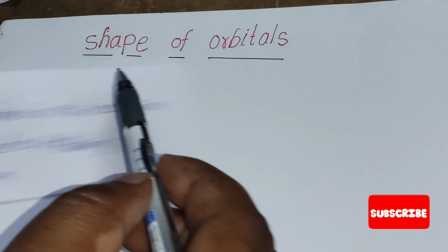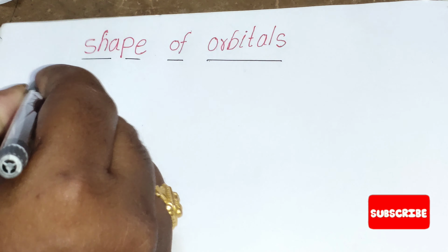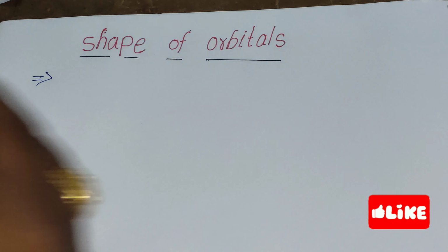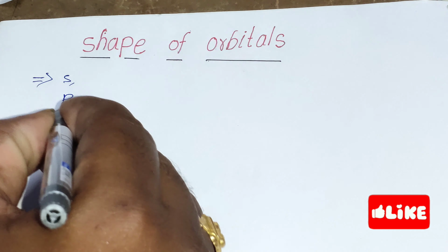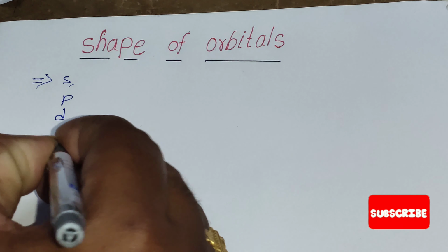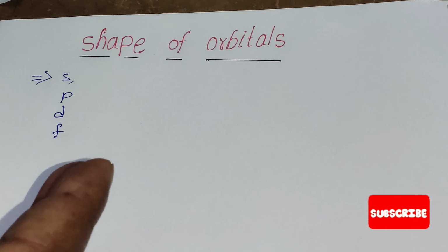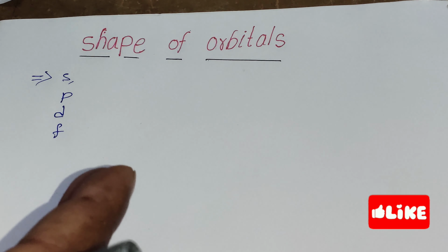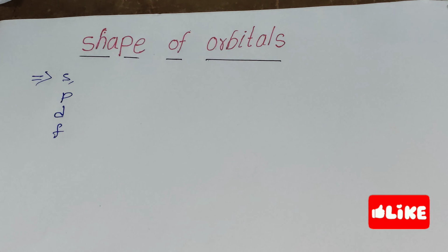So here we are discussing the shape of orbitals. Mainly there are four different types of orbitals present: the s orbital, the p orbital, the d orbital and the f orbital. In this video we will discuss the shape of the s orbital, p orbital, d orbital and f orbital. You can watch the complete video.